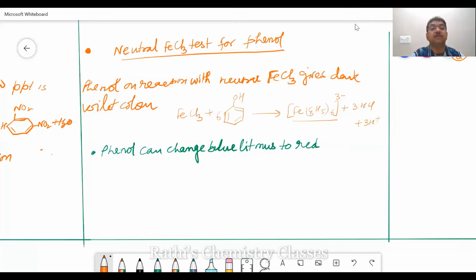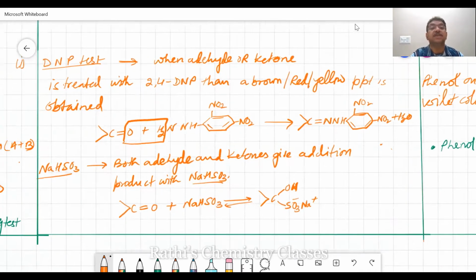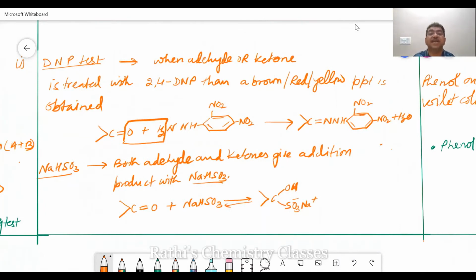Now the next test which we have to discuss is the DNP test for aldehydes and ketones. Both aldehydes and ketones give this DNP test. So when an aldehyde or ketone is treated with 2,4-DNP, that is 2,4-dinitrophenylhydrazine, then a brown, red, or yellow color precipitate is obtained. That may be orange also. An orange color precipitate is obtained, and that shows the presence of an aldehyde or ketone.